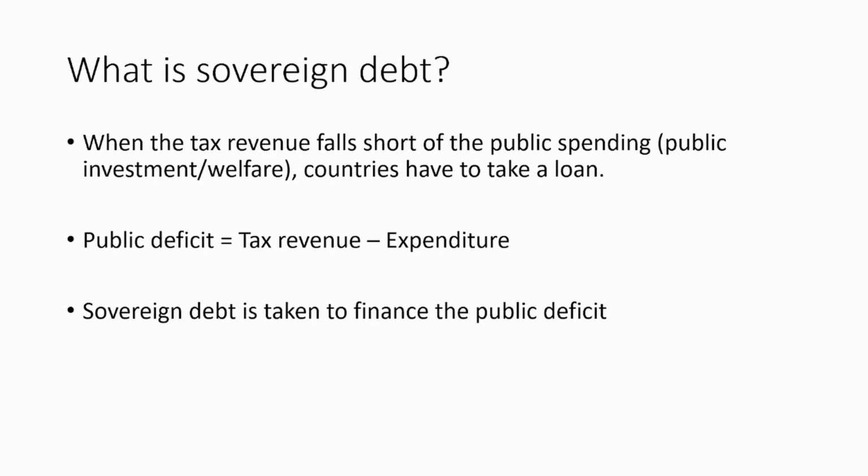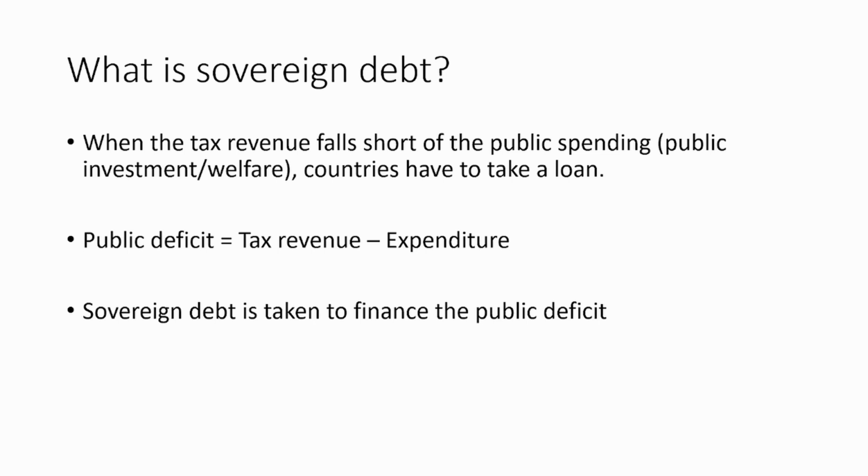So when the tax revenue, which is basically the income of a given country, falls short of the public spending, the expenditure, then the country has to borrow money. It's a simple formula, public deficit. The shortfall is called the public deficit, which is tax revenue minus public expenditure. For example, expenditure on investments, building bridges and funding NASA, funding many public universities and schools, welfare systems.